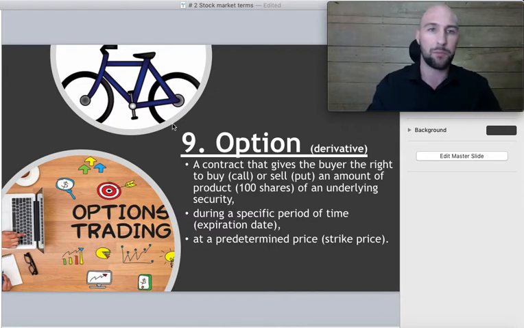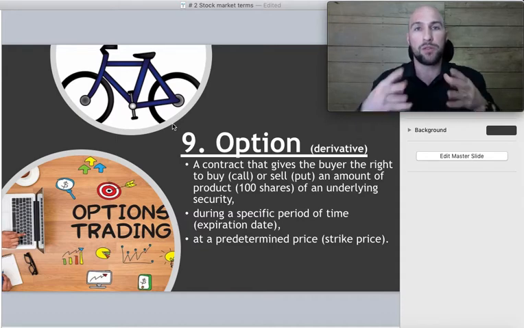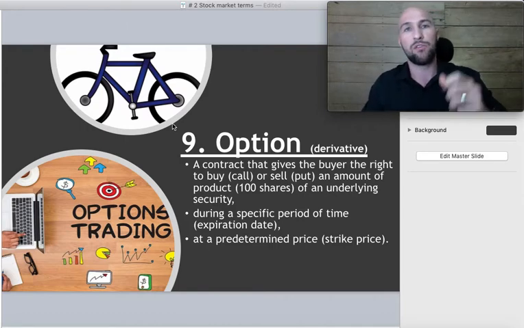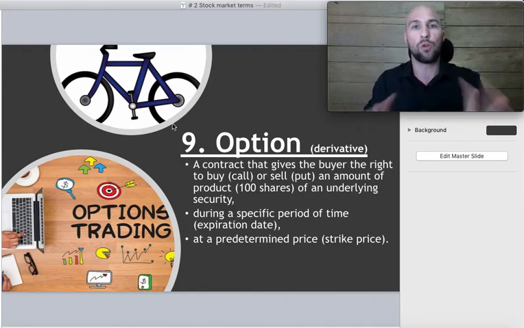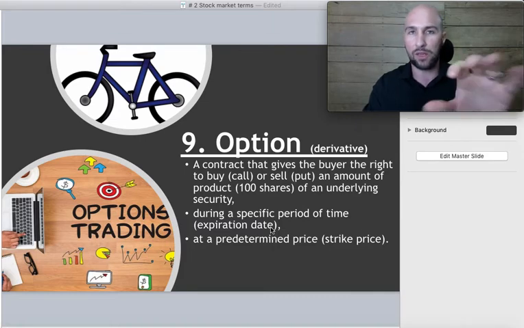Let me give you an example. You have a bicycle. I want to buy the bicycle from you. You want to sell the bicycle. But I don't know if I want to buy the bicycle now or later. To secure that, I'll say, okay, I will give you $5 to hold on to the bicycle for 30 days. So I will give you a contract to say I will buy this product from you in 30 days, the expiration date, a specific time. Just hold it for me, I'll give you $5.